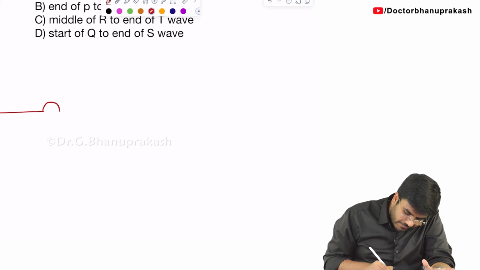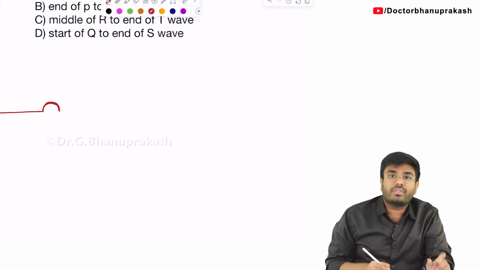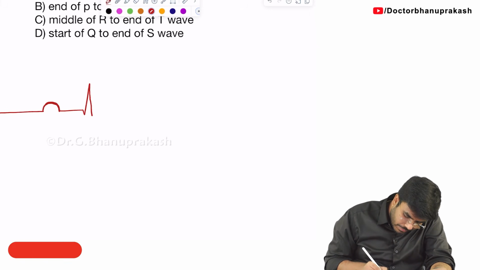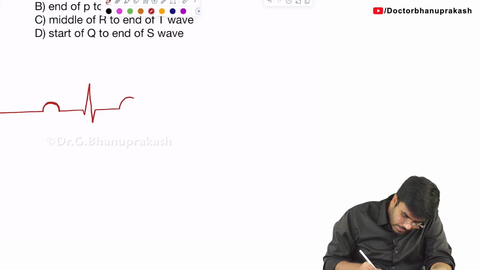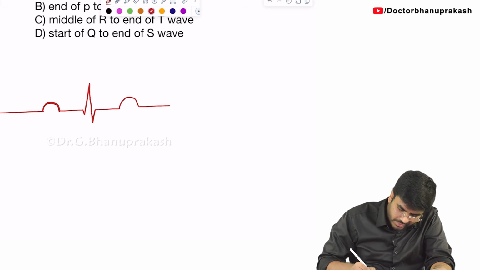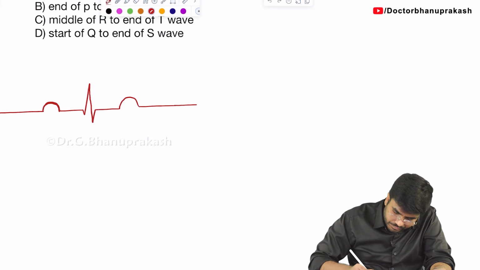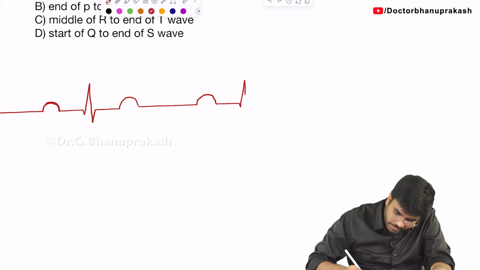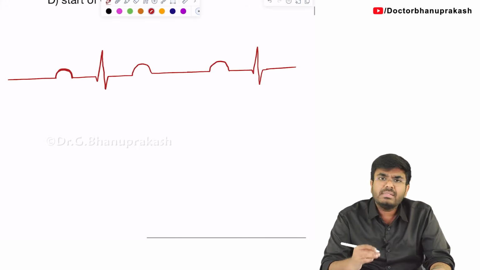ECG is the graphical representation of electrical activity of the heart. So, here is a P wave, let's say QRS and T wave. PQRST. Again one more P wave, and again one more P wave, QRS, something like that. Now, listen carefully, students.